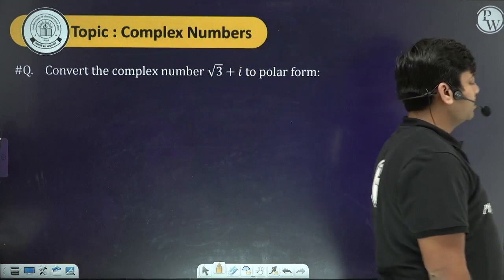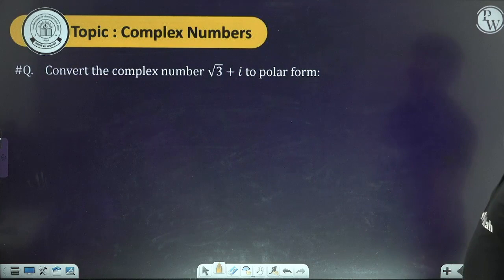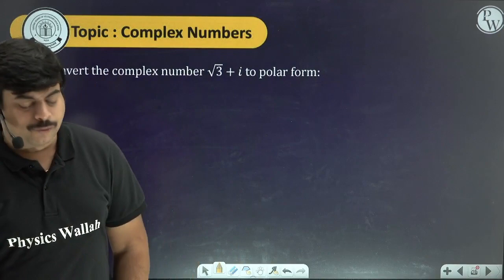What is the next question we are having? Convert the complex number root 3 plus i to polar form. I think it is the same question that we have done earlier too. I hope you will be able to do that, people.